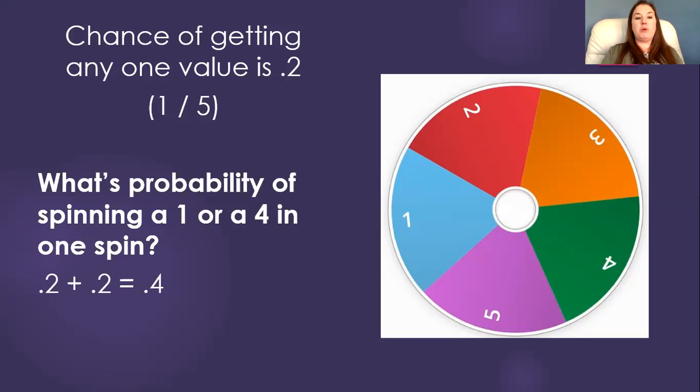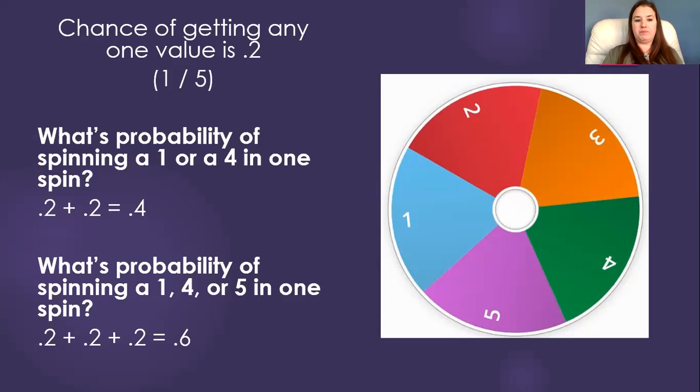So if we wanted to know the probability of spinning a 1 or a 4 in one spin, doing it in one spin is telling us we're looking at single trials. The probability of getting a 1 is 0.2. The probability of spinning a 4 is 0.2. We add them together, and that tells us the probability is 40% or 0.4 for spinning either a 1 or a 4. Then we can ask a second problem.